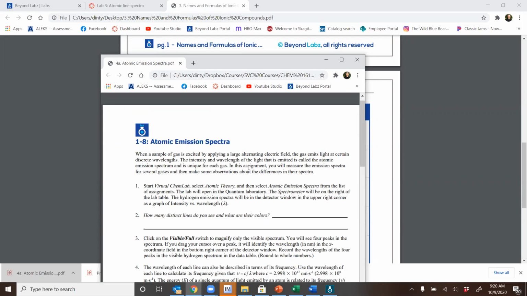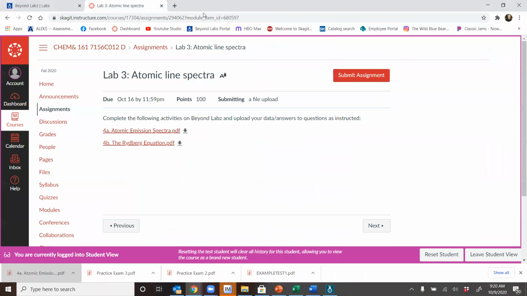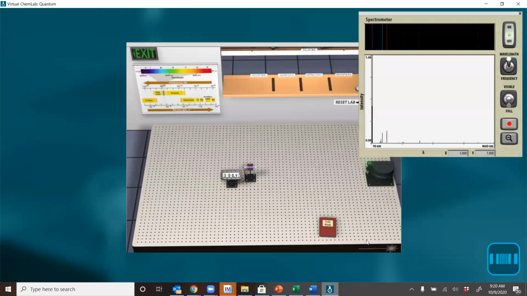So right when we open the lab, you'll already see hydrogen's emission spectrum. You're supposed to describe it. What do you see? What are the colors? All right, so here's the emission spectrum. It's a little on the small side for you guys, but I see 1, 2, 3, 4 different lines in that spectrum.